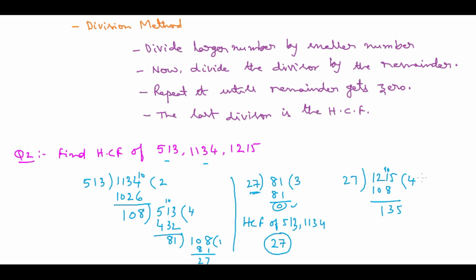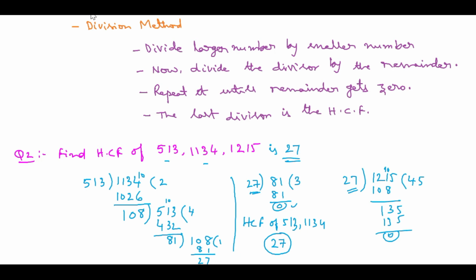How many times will it go? 135. 4 times is 108. Yes, it is 5 times. 5 7s are 35, 5 2s are 10 and 3, so it is exactly dividing. Now the divisor is 27. Now I can conclude that the HCF of 513, 1134 and 1215 is 27. So this is my conclusion. This is the way of solving the problem.